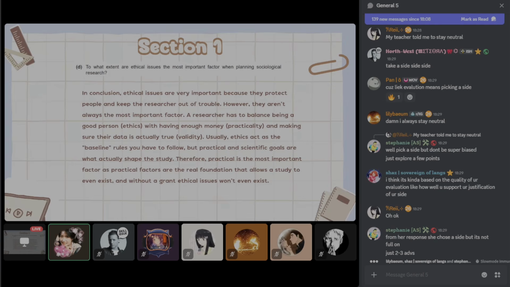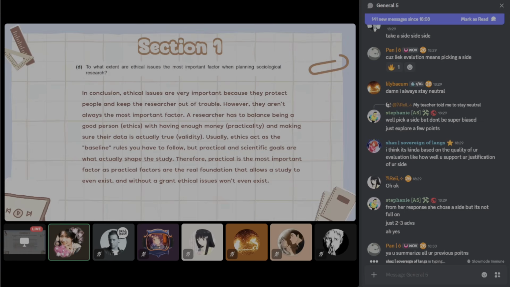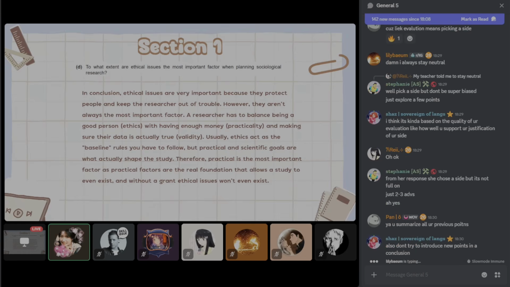You also summarize your points in what you wrote. Like here, I summarized my points. Summarize it and pick your side. And as I said before, if you disagree, give an alternative. Don't worry, you can find all this important information in the pins. Also, don't try to introduce new points in the conclusion.